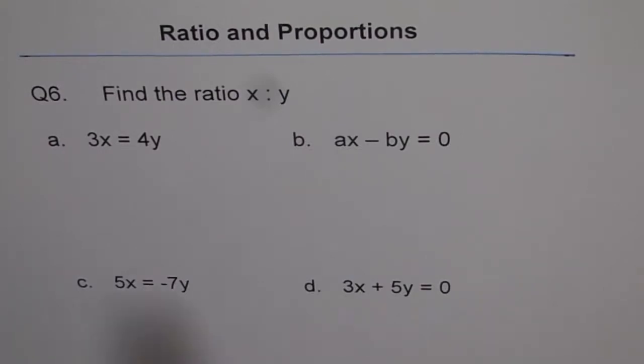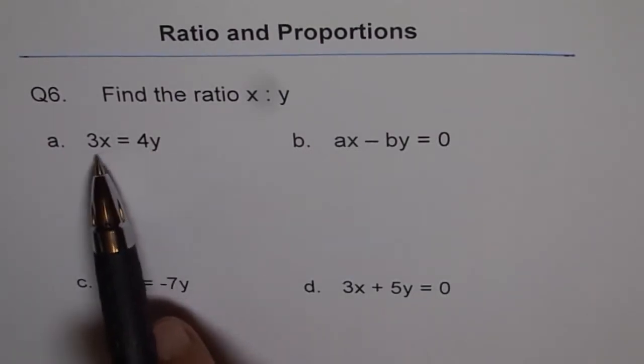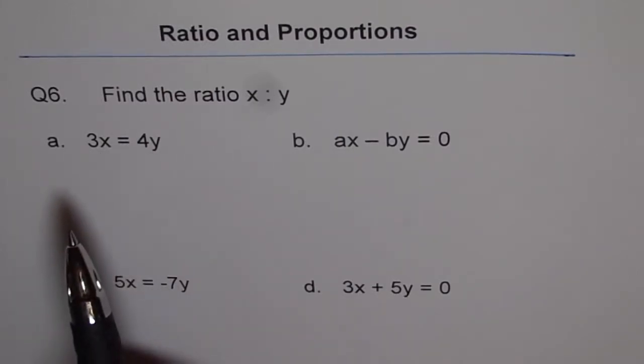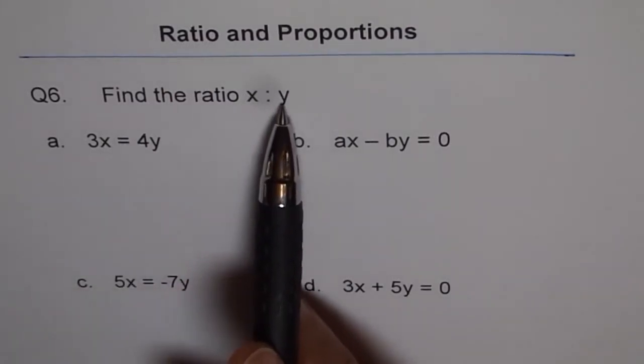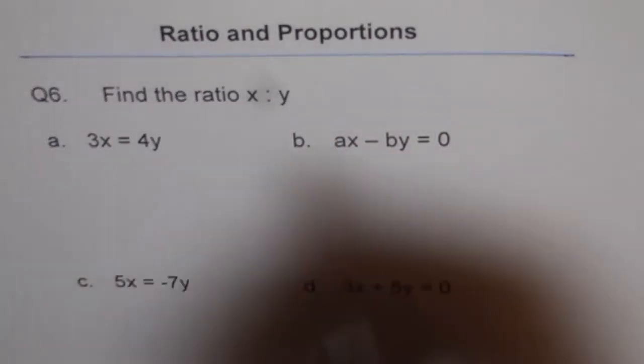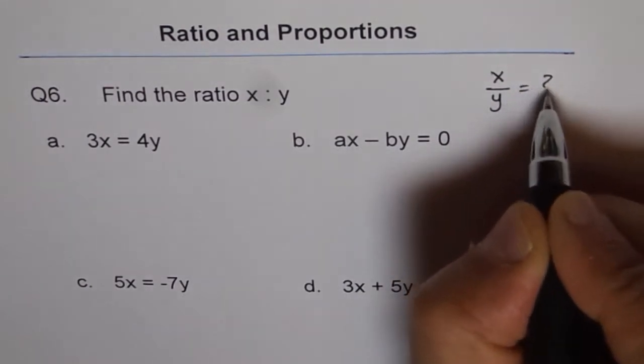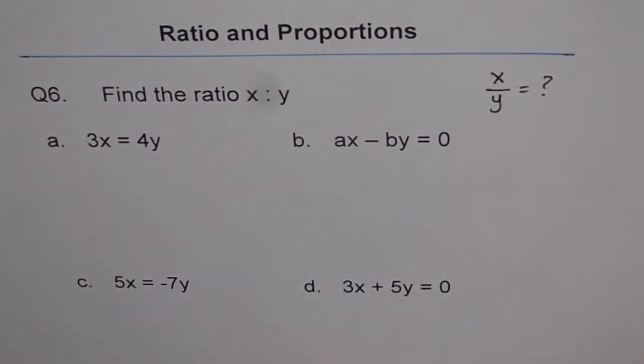We have given you an equation here, right? With two different variables x and y, and we want you to write the ratio x is to y. Basically, we want you to write this as x over y equals what? This is the question, right? So how can you do that?